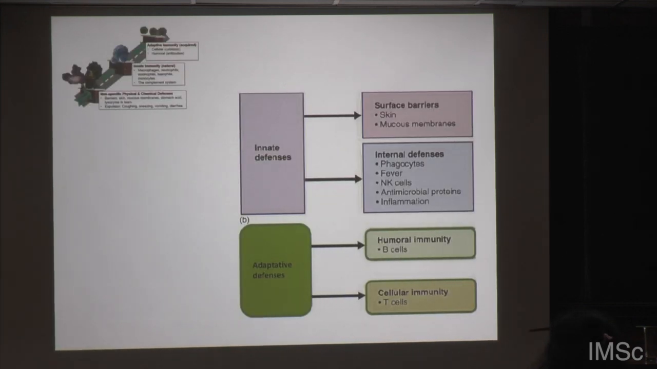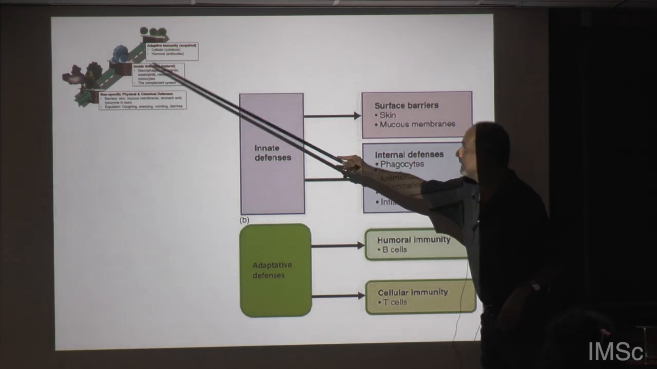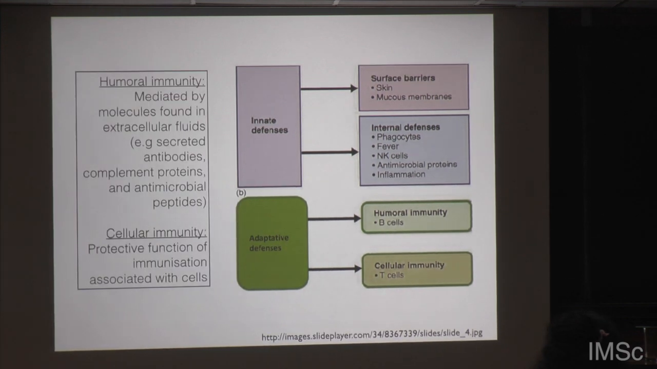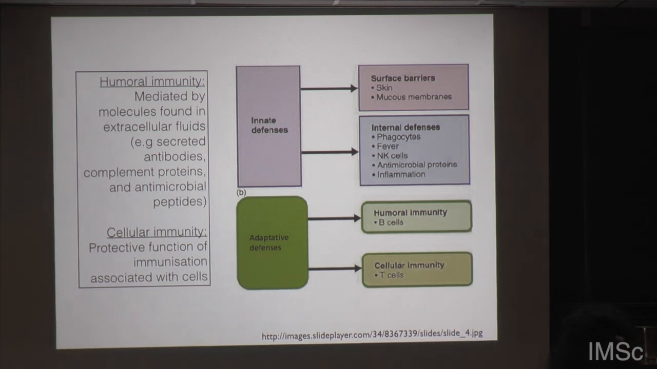So as I said, we're going to look here at innate and adaptive. Innate defenses are surface barriers and internal defenses, but the adaptive defenses come both with B cells and with something called T cells. The reason I'm telling you all of this is that the immune system is an extremely interesting object on its own.